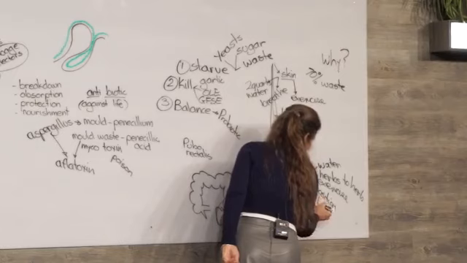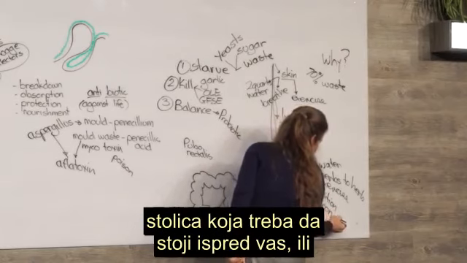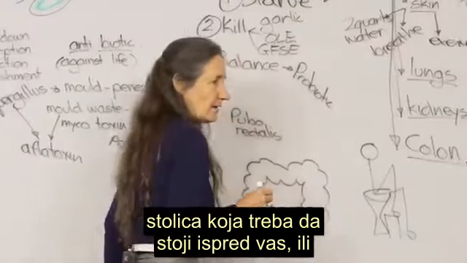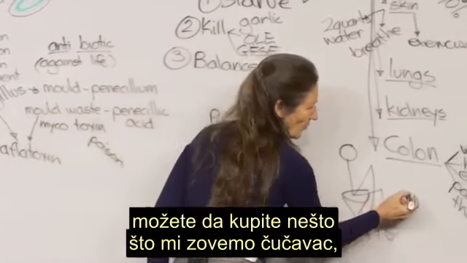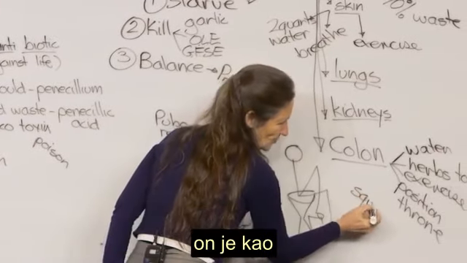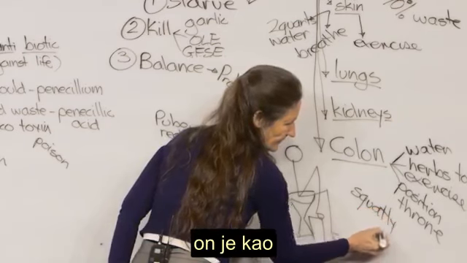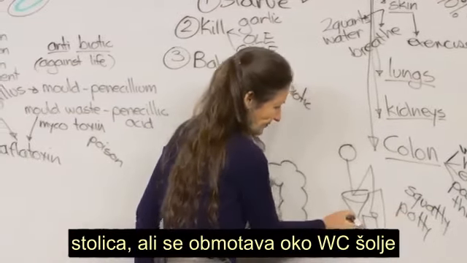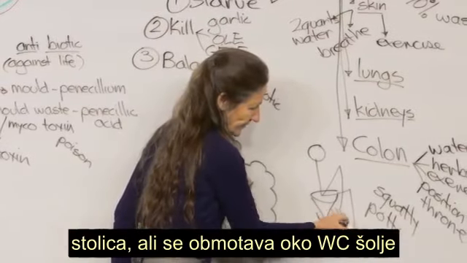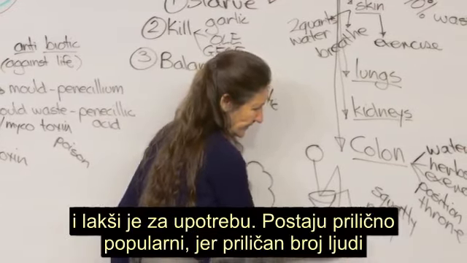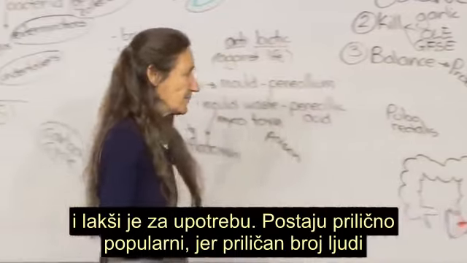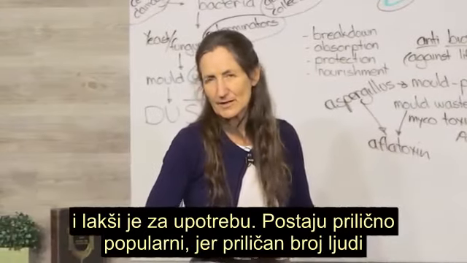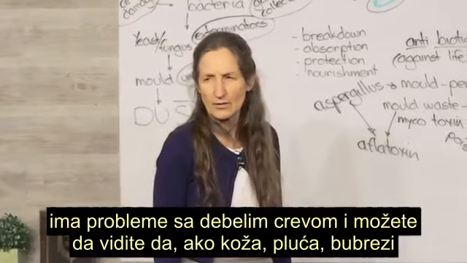Position on the throne basically is the little stool in front, or you can buy something called a squatty potty. And squatty potty is like a stool, but it wraps right around the throne. So it's basically a lot easier to use. And they're becoming quite popular because so many people are having problems in their colon.